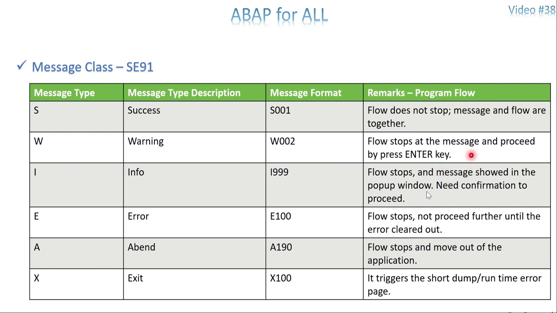So once the flow stops at the message, especially in ME21, if you create, you will get a message called delivery date is in past. If you press enter, it will go to the next line of the code and start executing it. So that is the usage of warning.